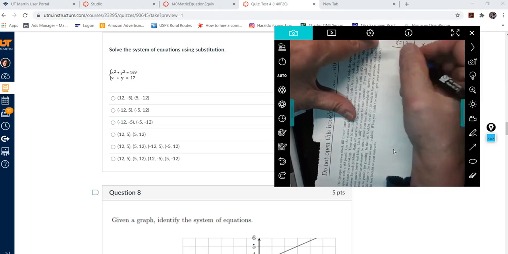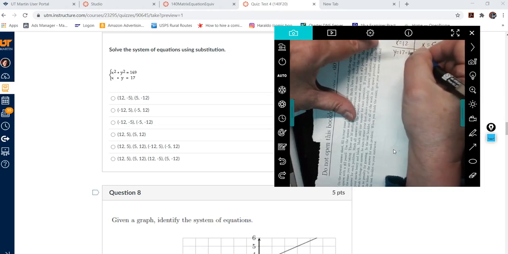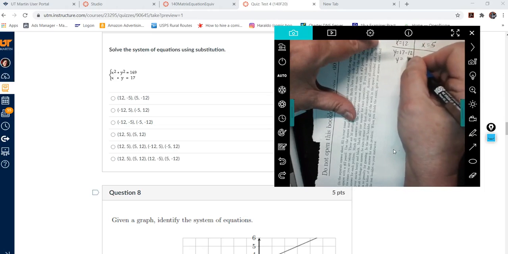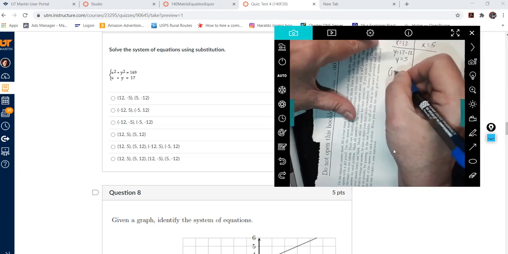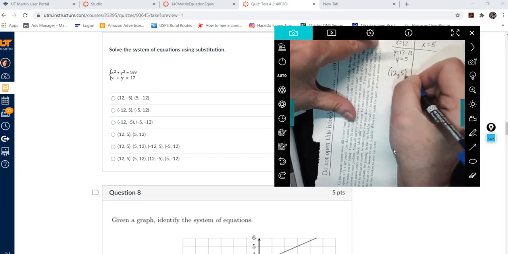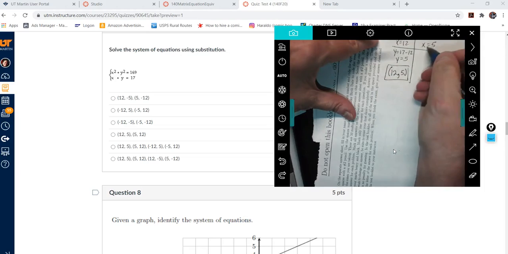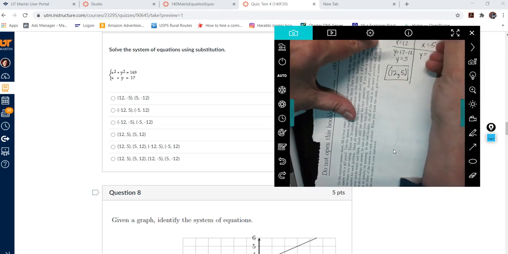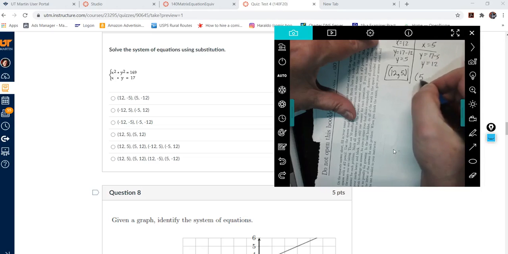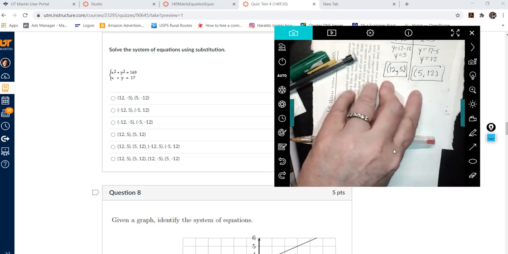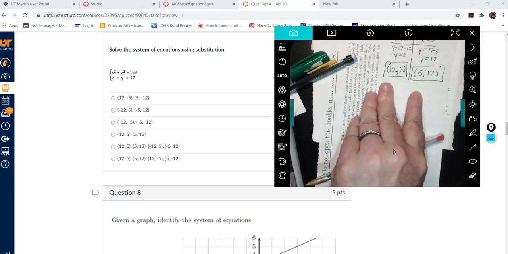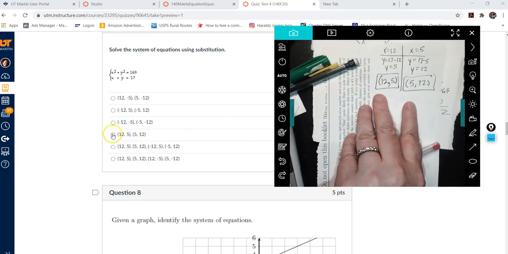Well, if x is 12, then y is 17 minus 12, and y is going to be 5. So I have an intersection point, a solution, 12, 5. If x is 5, then y will be 17 minus 5, and y will be 12. So I get another solution, 5, 12. So I get 12, 5 and 5, 12. And that looks like that one.